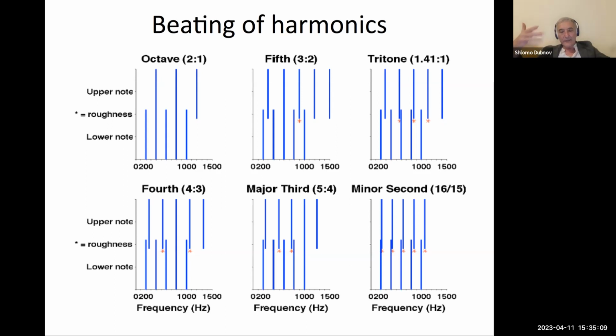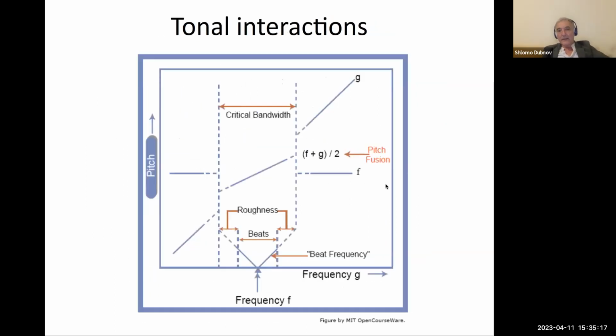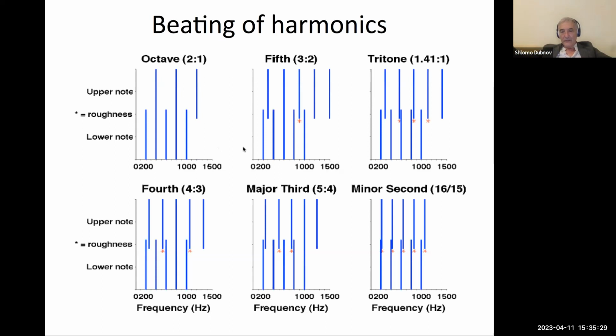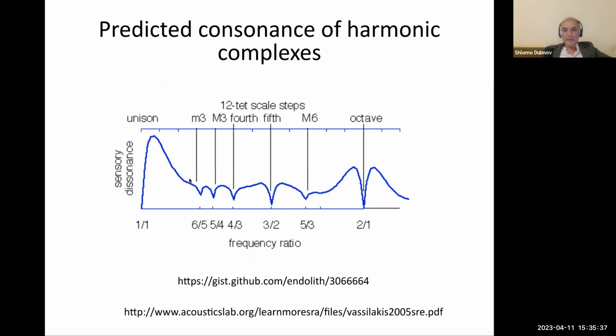So this is the attempt to explain the concept of consonance and dissonance based on this basic fundamental effect of tonal interaction of two frequencies on the boundaries of the critical bandwidth. If you take this graph, which is for sine waves, and try to extrapolate or multiply this by all of the frequencies and all of the partials and how they interact, people come up with this consonance function for harmonic complexes.